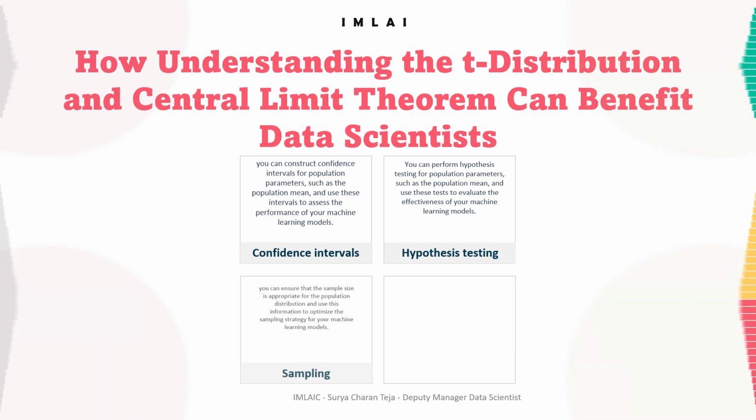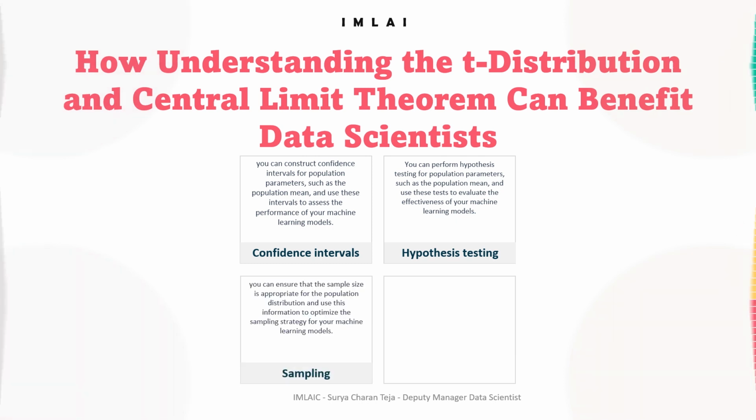Then the most important one, that's sampling. Sampling is an important step in machine learning where a subset of the data is used to train and test the model. By understanding the t distribution and the central limit theorem, you can ensure that the sample size is appropriate for the population distribution and use this information to optimize the sampling strategy for your machine learning model. I'm repeating this again so that you can have more clarity, because this is very important for a data scientist.